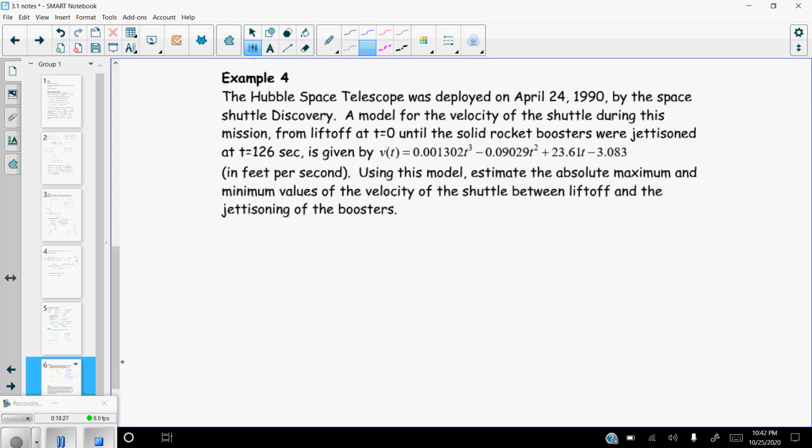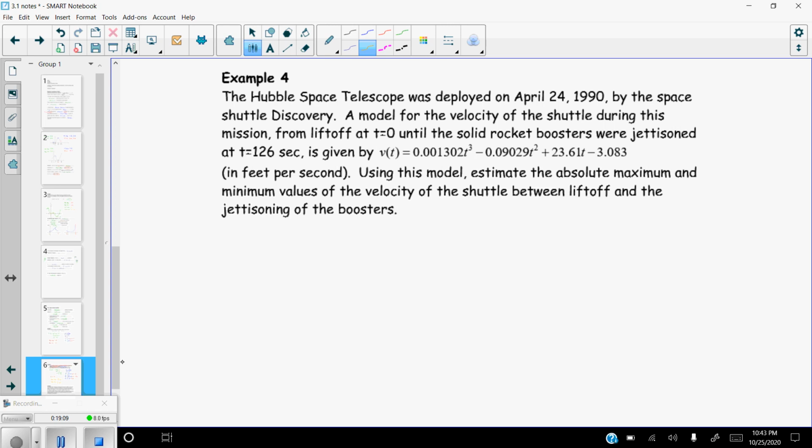And it says, the Hubble Space Telescope was deployed on April 24th, 1990 by the Space Shuttle Discovery. A model for the velocity of the shuttle during the mission from liftoff at t=0 until the solid rocket boosters were jettisoned at t=126 seconds is given by that really messy velocity function right there, in feet per second. Using this model, estimate the absolute maximum and minimum values of the velocity of the shuttle between the liftoff and the jettisoning of the boosters.